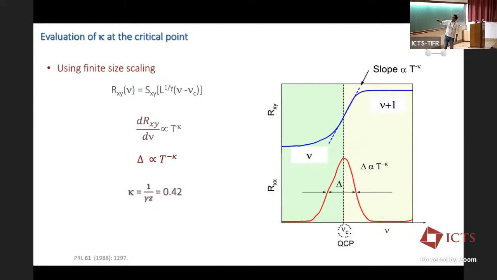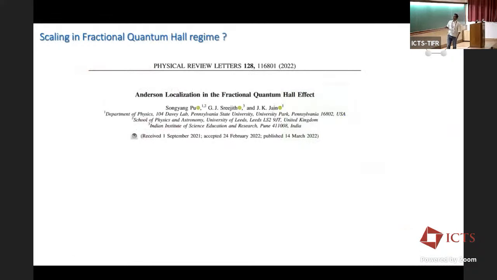You can also measure the Rxx and measure its half width at full maximum. That also goes as T to the power minus kappa. So these are two independent ways of measuring kappa. And the theoretical estimate from numerical calculations based on the percolation model, the Chalker-Coddington model, is 0.42.